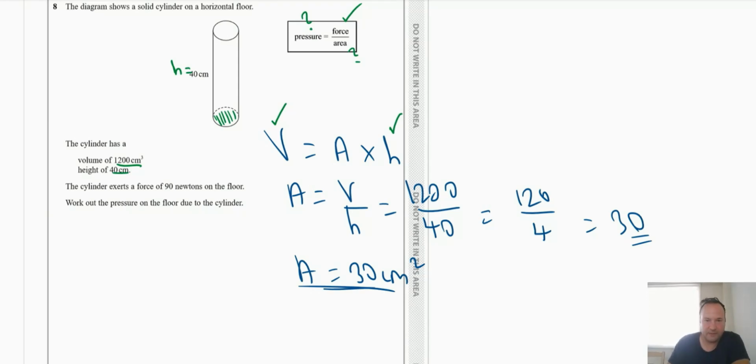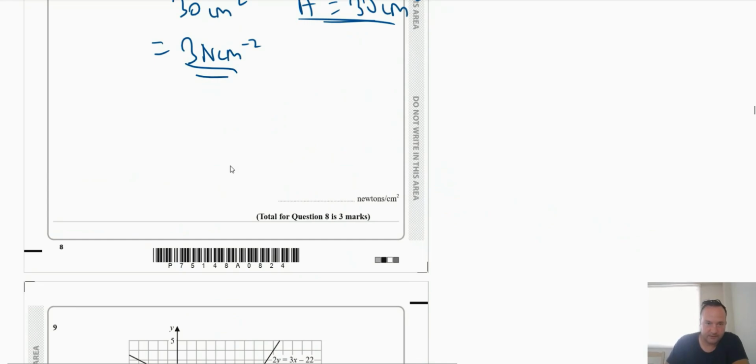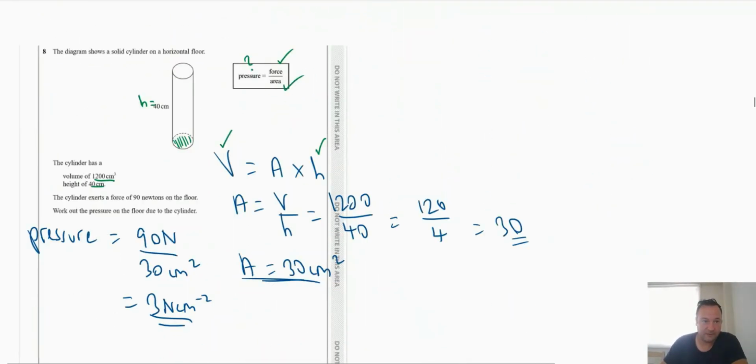So we've now got all the information that we need because now we know what the area actually is. We can use our formula that the pressure is going to be the force, which is 90 newtons, divided by 30 centimetres squared. And we can see 90 divided by 30 is 3. So that's going to be 3 newtons per centimetre squared. We can see that the units are already given over here, so our exact value for this is simply just going to be 3. Okay. So that takes care of question number 8.